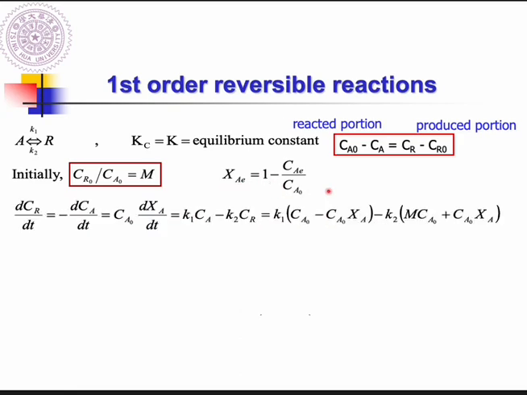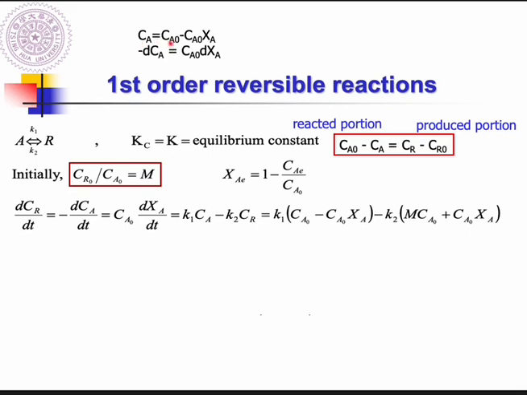Okay, so in order to formulate the rate equation for this first order reversible reaction, we start from dCr over dt, the generation rate of product R, which equals minus dCA over dt, the consumption rate of reactant A. In the meantime, it can also be written as K1 CA minus K2 CR.